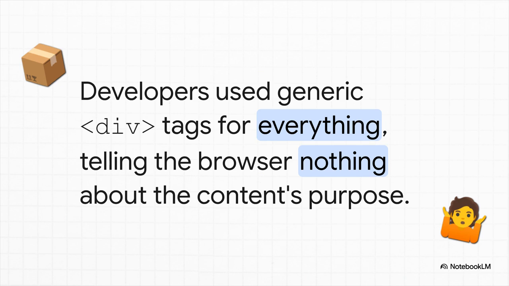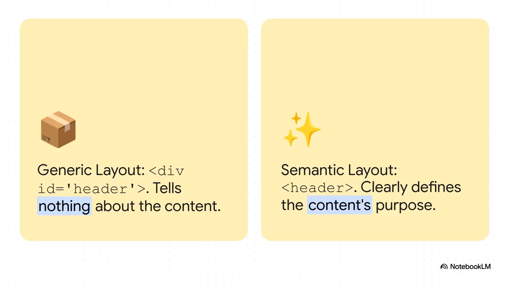So picture a book with no chapter titles, no page numbers, just an endless wall of text. Kind of useless, right? Well, for a web browser or a screen reader, that's exactly what a web page built with just generic boxes feels like. And you can really see the difference right here. The layout on the left, it's just boxes inside of boxes. But look at the one on the right. It uses what we call semantic tags, like header and nav. These give meaning to the structure.